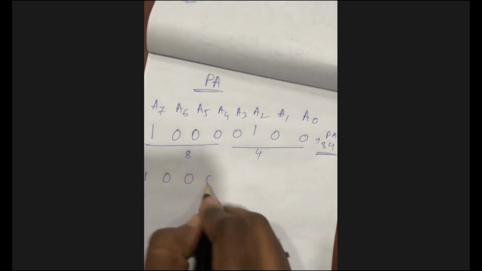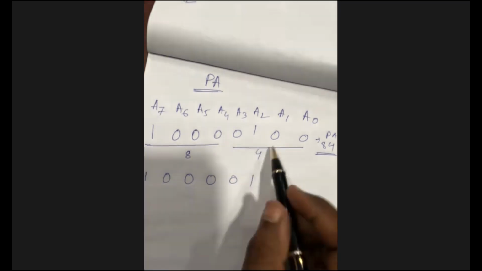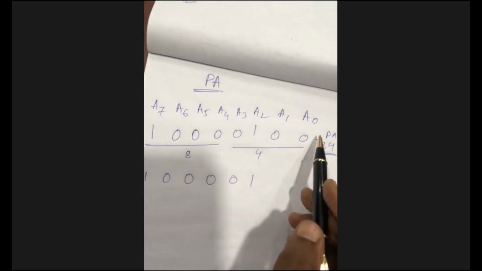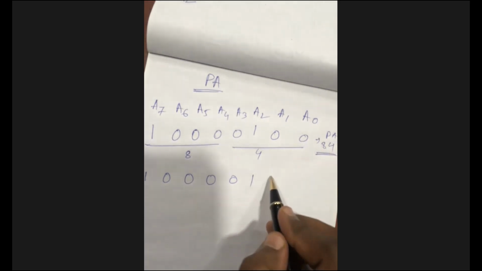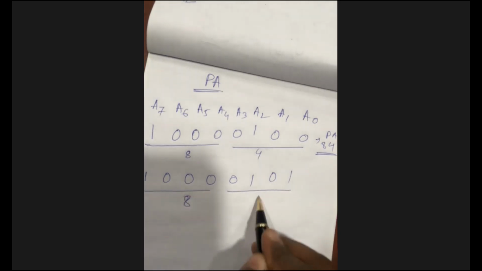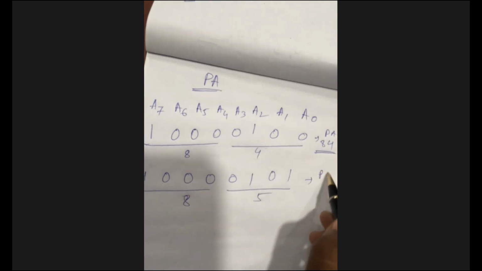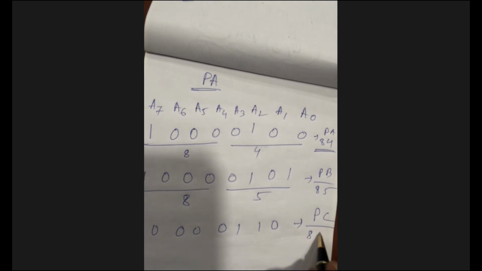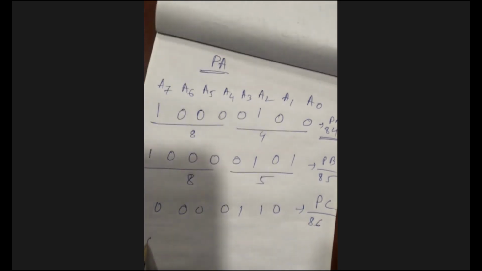Port B. What will be the port B? 1 0 0 0 0 1. It cannot be changed. What will be the value of A0 and A1 for port B? 0, 1. So it's an 8, it's a 5. So port B will be 85. Next 1 0 0 0 0 1 1 0. It's port C. It's 86. Next, 1 0 0 0 0 1 1 1.